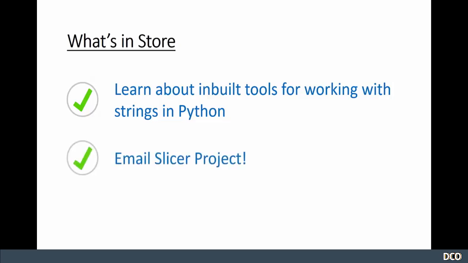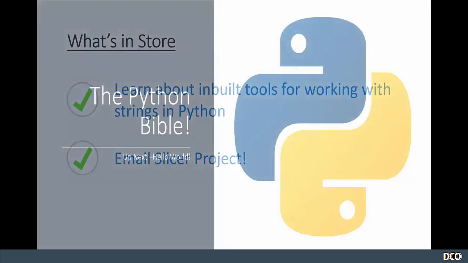We're then going to apply these tools to another project called the email slicer. This project will ask a user for their email address and use Python to slice up the email address and tell the user what their username is and also what their host domain is. Now we're talking, right? Proper programming.